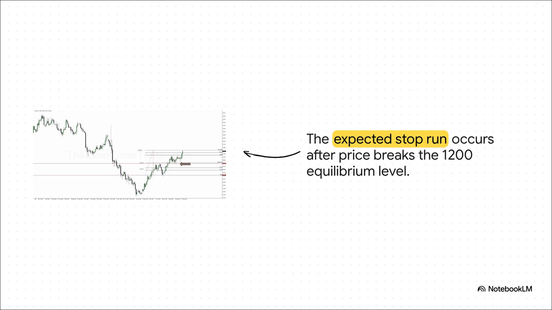Okay, now zoom in on this slide, because this is so important. Look at what happens right after price breaks through that 1200 equilibrium level. See that sharp, aggressive pullback? That's a stop run. It's designed to shake out traders who trailed their stop loss up too tightly and too soon. According to ICT, this is a completely normal and expected feature of price action. The system tells you to anticipate this, which is exactly why you don't move your stop too early. It keeps you in the trade.